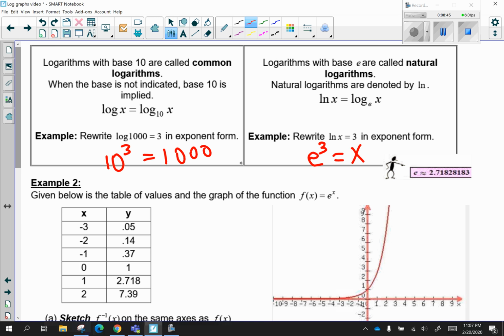Any other base must be written. If I had base 2, it would have to be written. If I had base 5, it would have to be written. If I don't write a base, then I know it's log base 10. And if I see ln, I know that it's e.